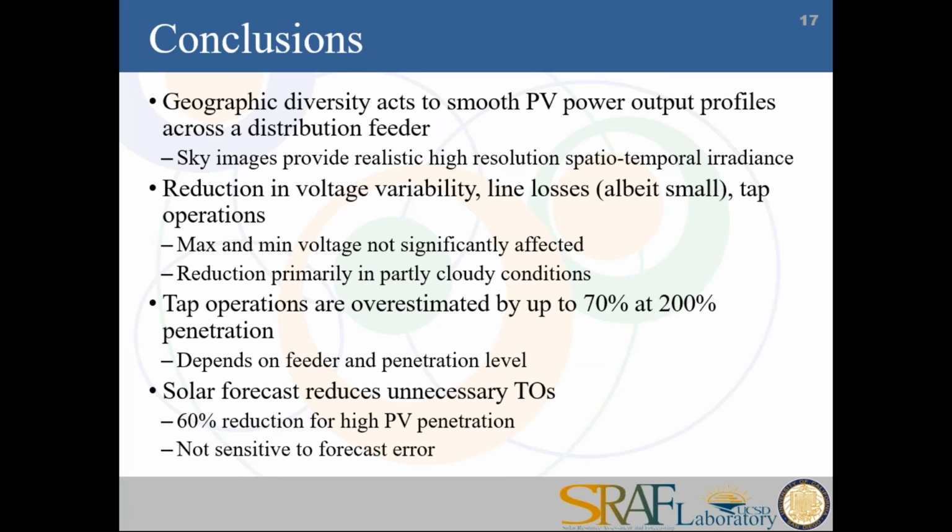And then, however, on those feeders where we do see a large number of tap operations, we have shown that the solar forecast can reduce the tap operations, and we found up to 60% reduction at these high penetration cases. And we have also found that the forecast accuracy is not critical to achieve these reductions. So that's all for today.